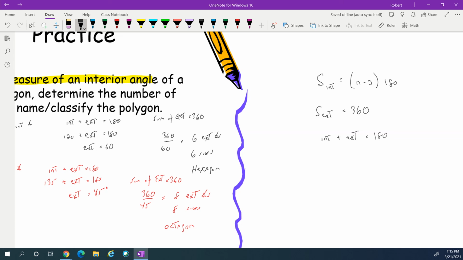If we only know one interior, we've only got one formula. If we know the exterior, we can get the interior, or we can figure out how many there are, because the total for the exterior is 360. And then, of course, if we know the number of sides or the sum of the interior, we've got one formula. All right, let's do some practice with it.